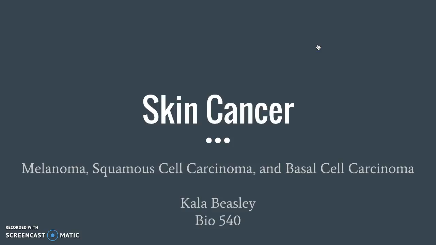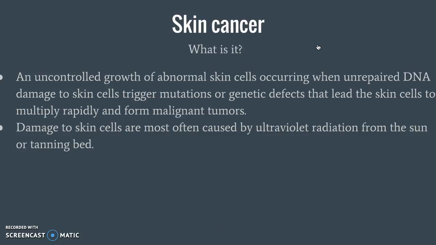Hey guys, so today I'm going to present on skin cancer, and we're going to talk about melanoma, squamous cell carcinoma, and basal cell carcinoma. So skin cancer is an uncontrolled growth of abnormal skin cells occurring when unrepaired DNA damage to skin cells triggers mutations or genetic defects that lead the skin cells to multiply rapidly and form malignant tumors. Damage to skin cells is most often caused by UV radiation from the sun or the tanning bed.